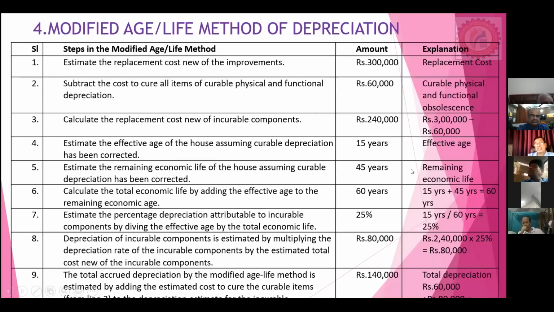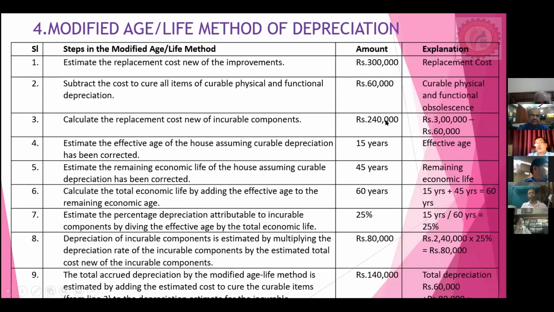Now you just see, that is why I call this method the modified age life method. Suppose you are doing any valuation and you use this method, that is the modified age life method of depreciation. Estimate the percentage depreciation. How did I get this 25%? 15 divided by 60 is equal to 25%. So that will be the depreciation factor.